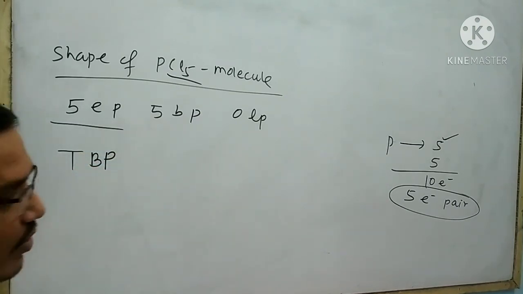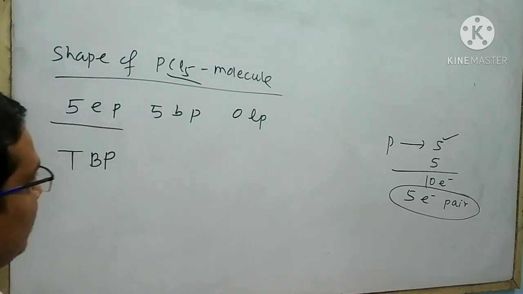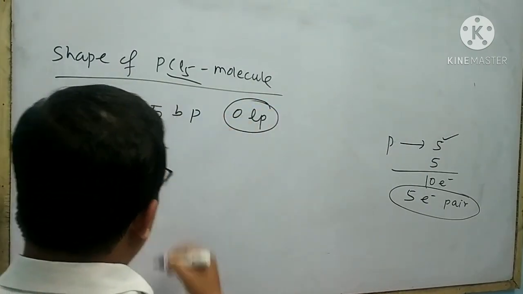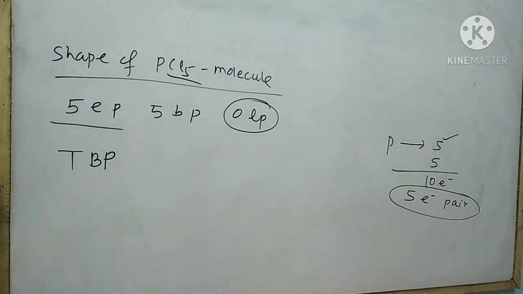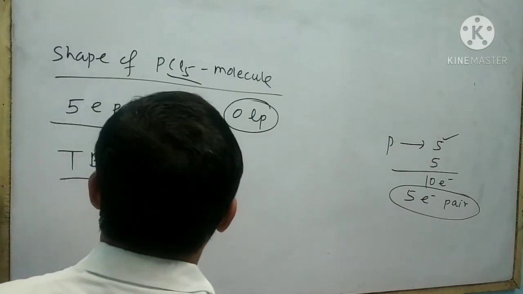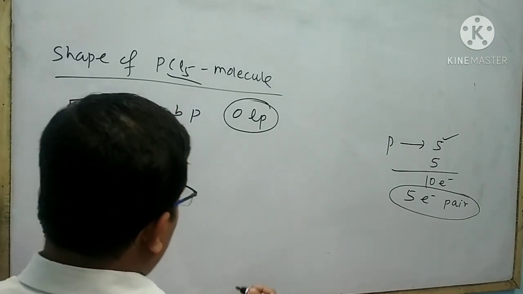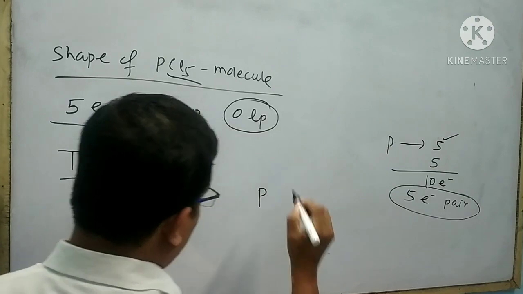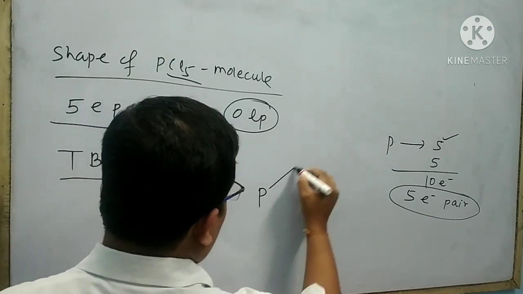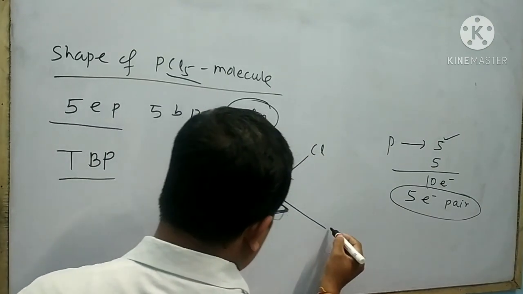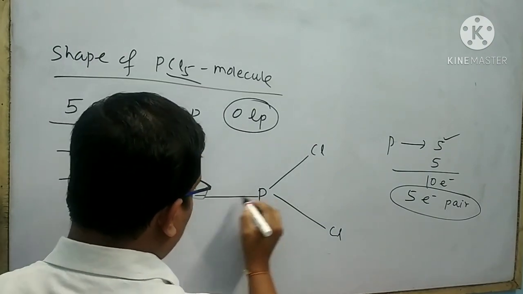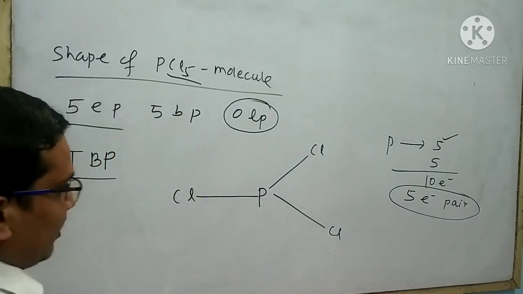TBP means trigonal bipyramidal. Since there is no lone pair, the shape or structure of PCl5 molecule is also trigonal bipyramidal, which is equal to the geometry of PCl5 molecule. I can draw the trigonal bipyramidal structure like this. Here phosphorus is present, here one chlorine atom, here another chlorine atom, here third chlorine atom is present.